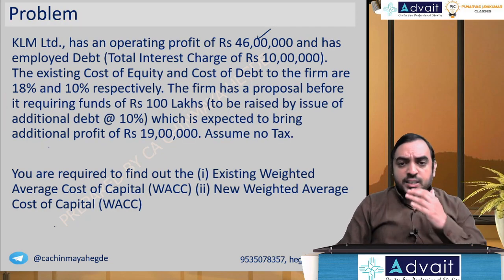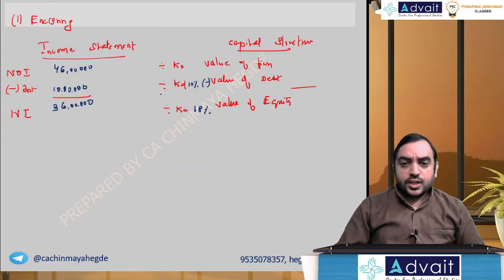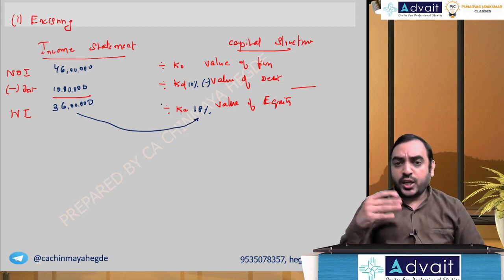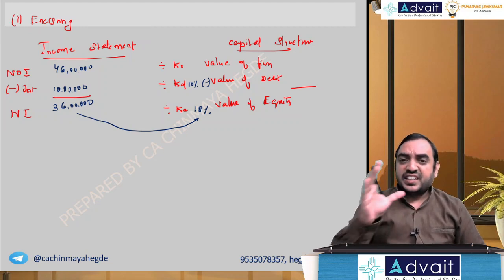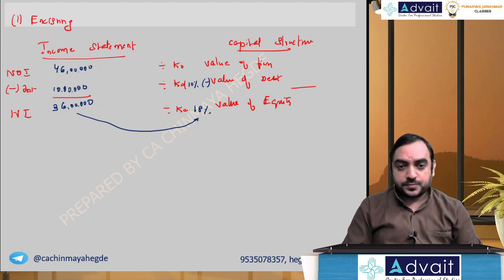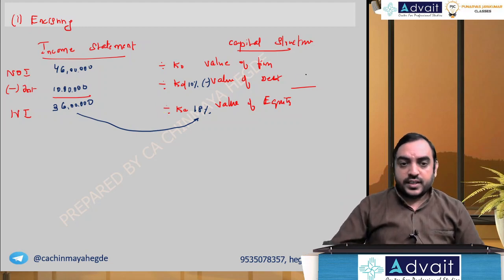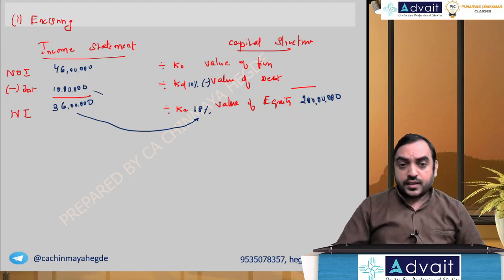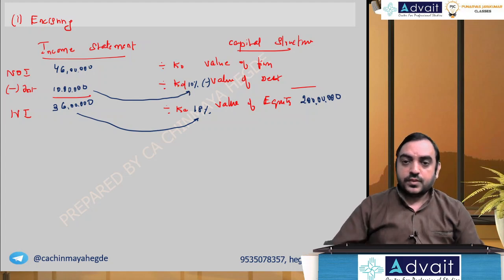Now, it has a proposal that will come to it later. Now, how do you calculate the value of equity? Net income 36 lakh divided by 18%. How much you get? Did you get the point? To compute the value, the percentage is divided. 36 lakh divided by 18%, 200 lakhs. Then similarly, interest 10 lakh divided by 10%, 100 lakhs.